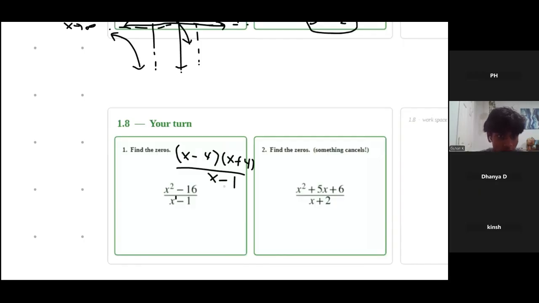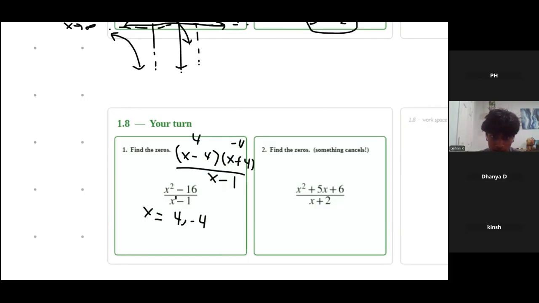But that's not what it's asking for. So our zeros are when the top becomes 0. So the top becomes 0 when x equals 4 and x equals -4. So we can put x equals 4, comma, -4.